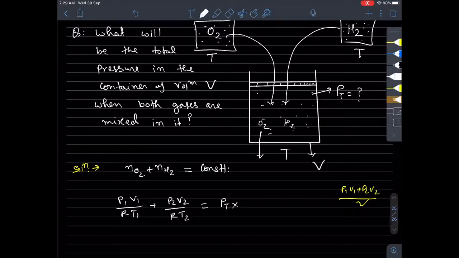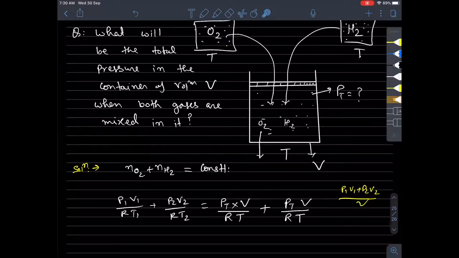So PT into number of moles of O2, my dear, PT into volume divided by how much? Simply R into T, plus PT into volume upon R into T. Total pressure into volume upon R into T. Is it the correct relation which I have written over here, or is there some mistake in it?